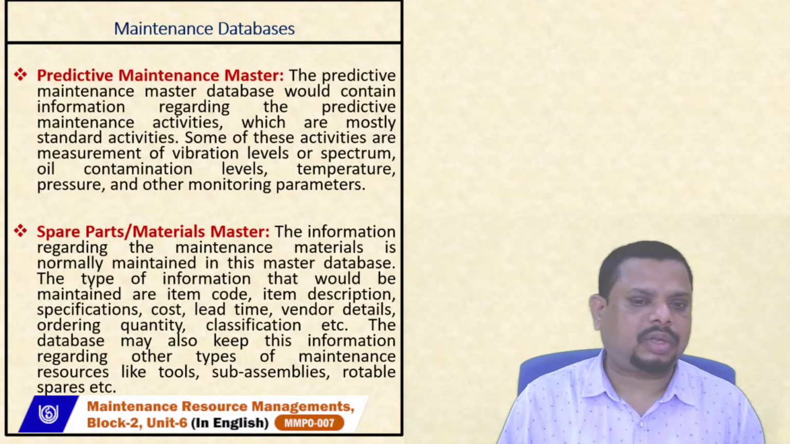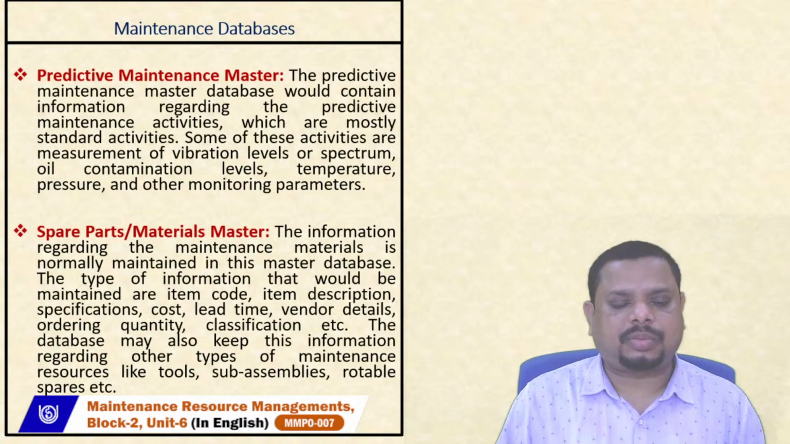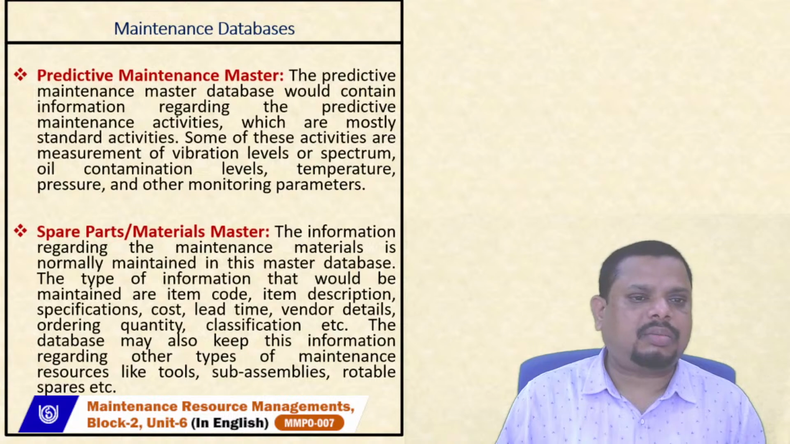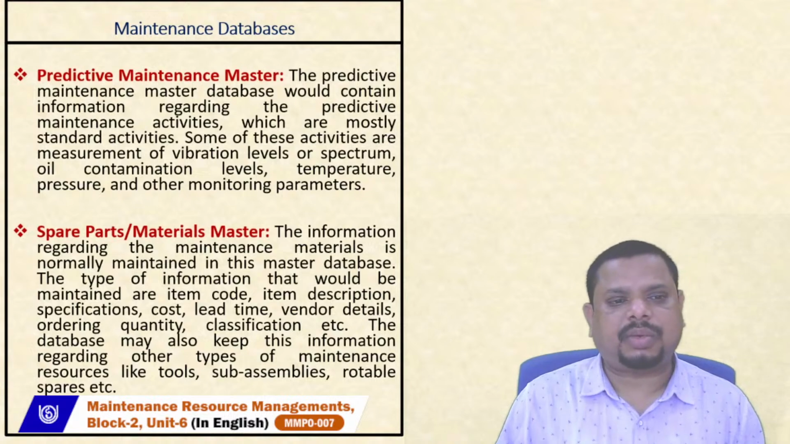For example, you are using a rotary kiln in sponge iron production. Here you have to go for predictive maintenance of bearing temperatures. Similarly, if you go for boilers and turbines, the bearing temperature should be noted. The fan temperature should be noted. So these data should go to the predictive maintenance master.